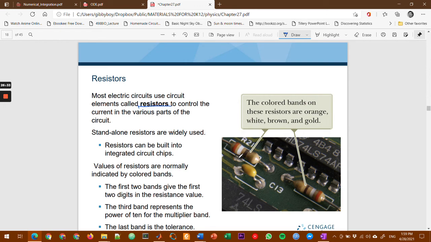So the first two bands give the first two digits in the resistance value. In this case, we have the orange and the white. I will show the value later on. And the third band represents the power of 10, the multiplier. So let's say times 10 to the power of 2, or times 10 to the power of 3, to the 4, and so on. And the last band, which is in this case gold, is what we call the tolerance. Okay, that is the plus and minus, or the error. Okay. So the complete list of color association of number and multiplier is given in this table.